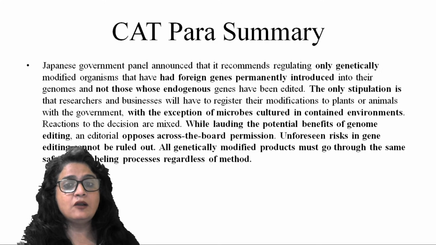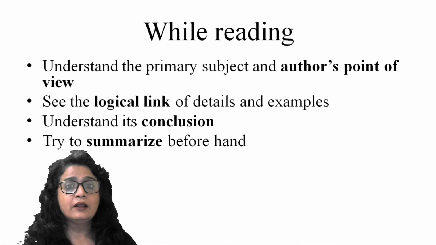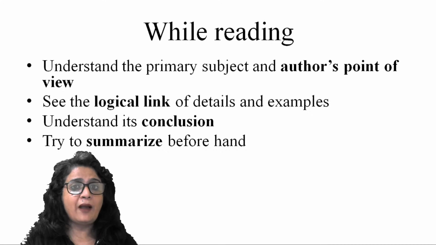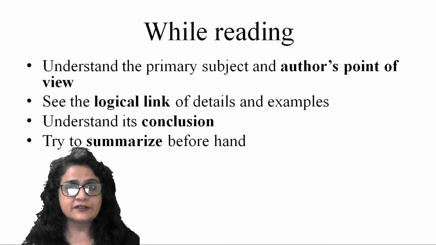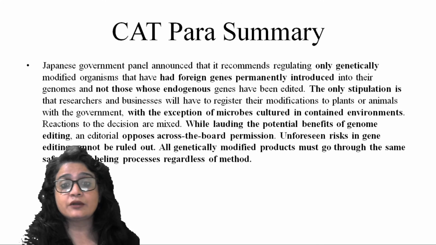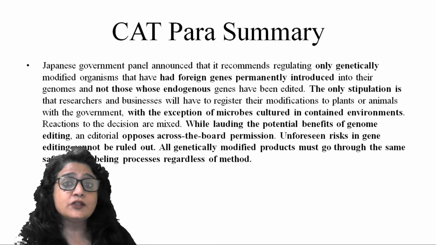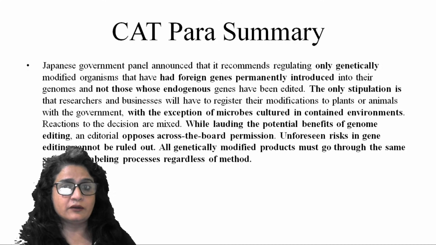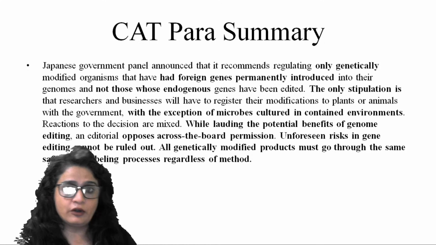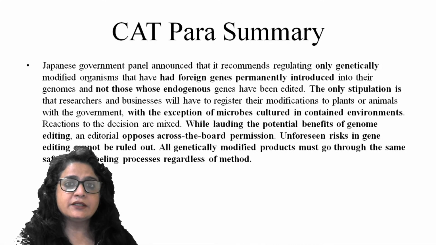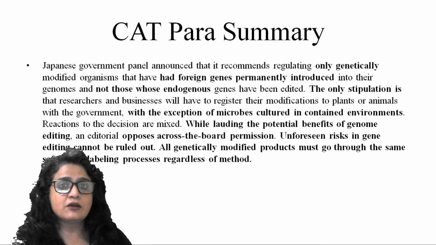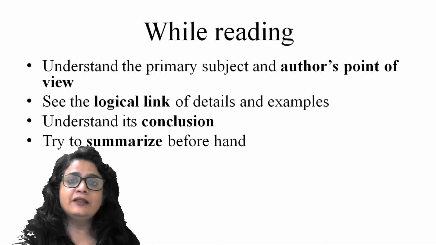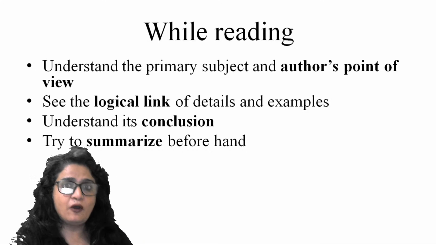Look at one more link. While lauding the potential benefits of genome, while is another logical link which suggests author is going to bring trust in the idea. While some parts are laudable, some need revisiting. Third, understand its conclusion. Towards the conclusion we understood that author also echoes the thought of the editorial. While the editorial had a mixed reaction, so has the author. Author also feels this exemption should not be given. These companies should also be obligated to register because it has some unforeseen risk. Towards the conclusion, we understood author's clear purpose and clear point of view. And then we try to summarize that it has some flaw, it is to be corrected.